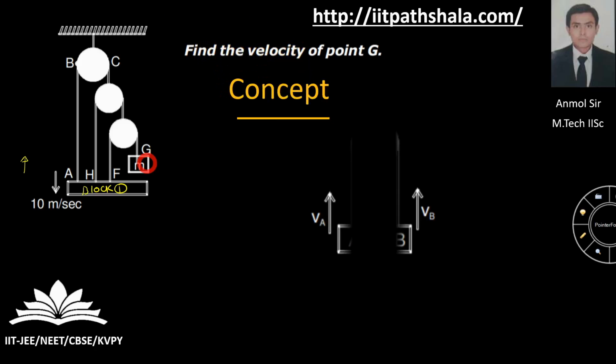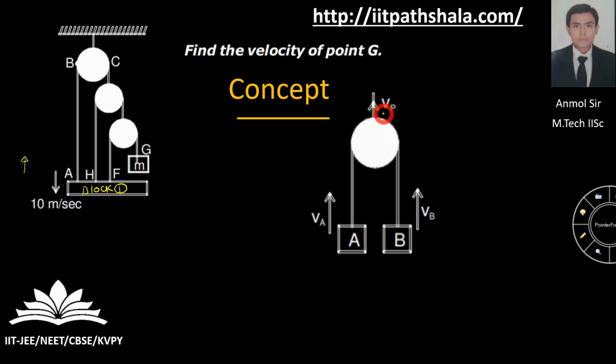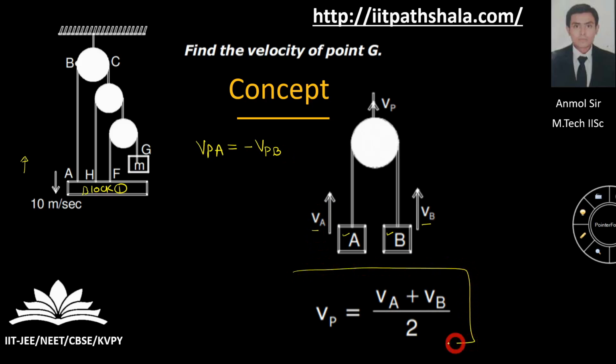According to my concept, if you are given a pulley block system and your pulley is traveling with a velocity Vp and it has two masses associated with it, namely mass A and mass B, with two different velocities, namely VA and VB, then you can write that the velocity of the pulley with respect to block A is equal to the negative of the velocity of the pulley with respect to block B. From this relative concept you can reduce the following formula. Now let us use this concept in our pulley block system over here.